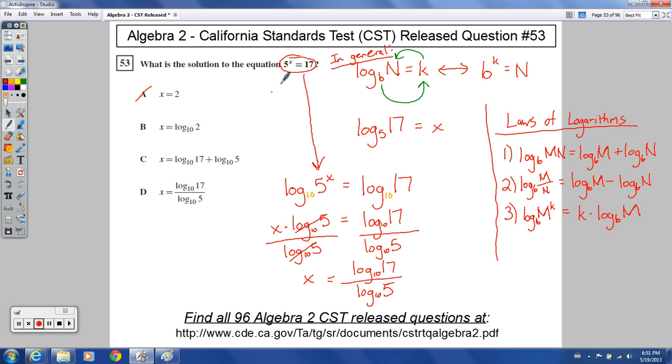It should be somewhere between 1 and 2 because 5 to the first power is 5 and 5 to the second power is 25. But again, we don't need to actually figure that out here. It would require the use of a calculator or some logarithmic tables, which we don't have. But our final answer, choice D, is the correct choice here for number 53.